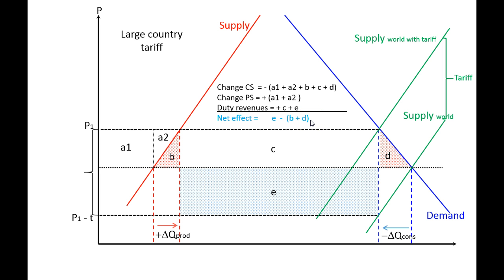So depending on which of these areas is the largest, we see that we can have a net gain or a net loss. So if E is smaller than B plus D, then we have a net effect that is negative, and if E is larger, which looks like the case in this example, larger than B plus D, then we actually have a gain in this country when they introduce the tariff.